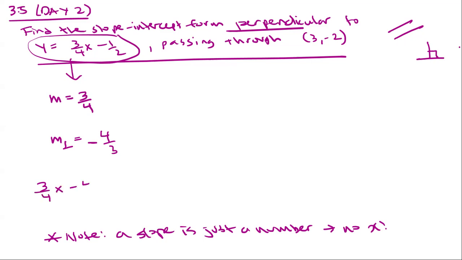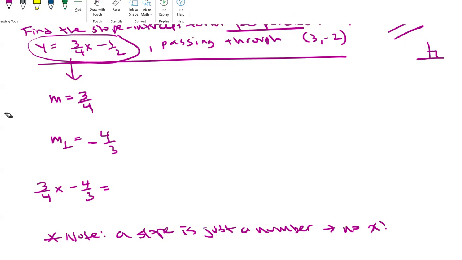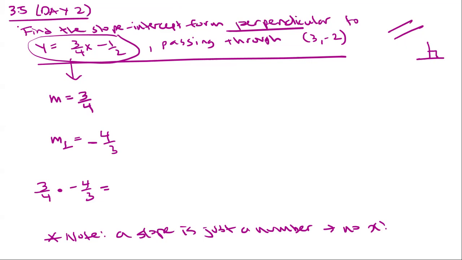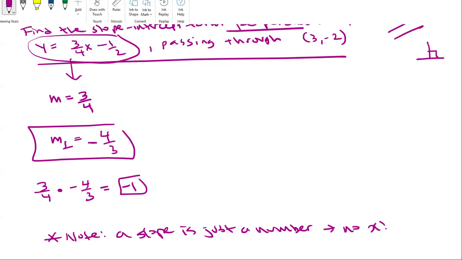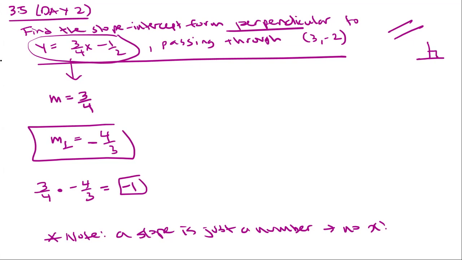So 3/4 times -4/3, what does that give us? Exactly, -1, right? And that's what we want. We want the product of those two slopes to equal -1. Okay? All right. So now we know that the perpendicular slope has to be -4/3. So now let's use that information to figure this out.